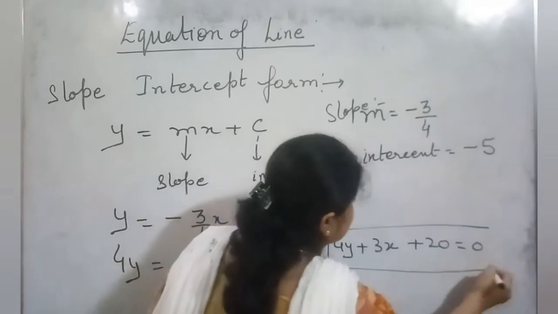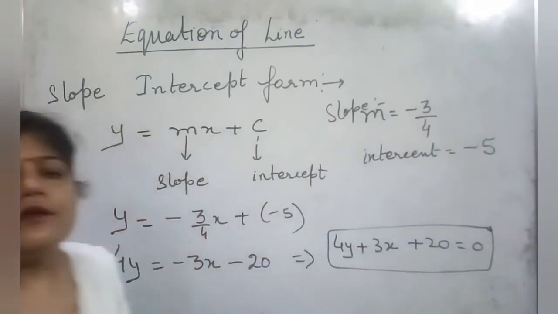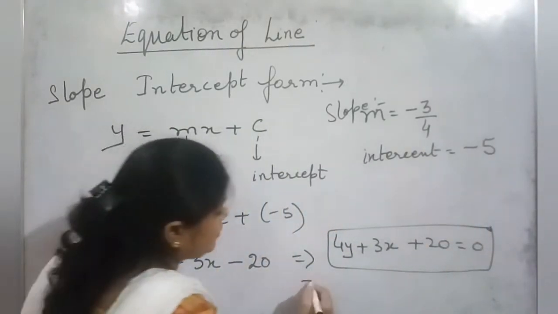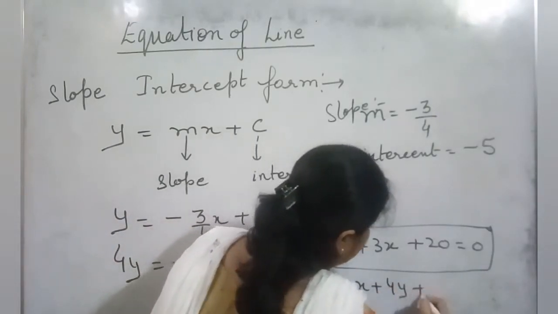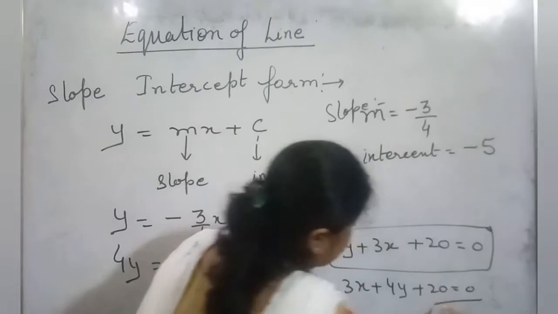Write the equation in this form. This is the proper way of writing the equation of line. You can also write it in this way: 3x plus 4y plus 20 is equal to 0.